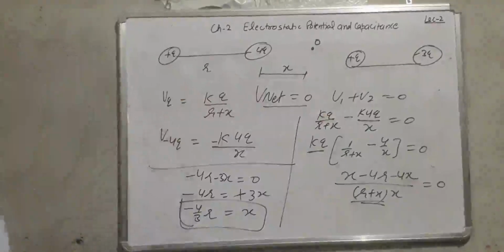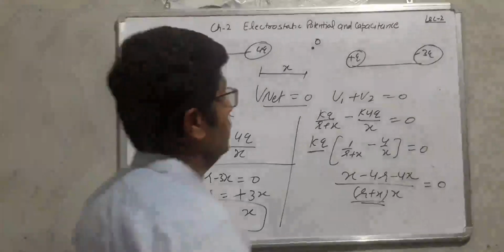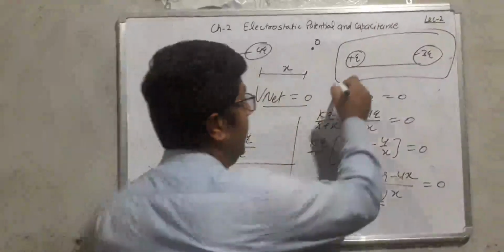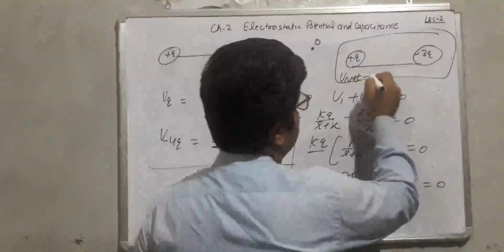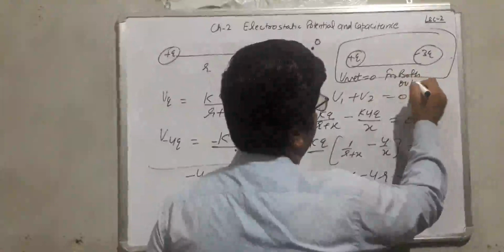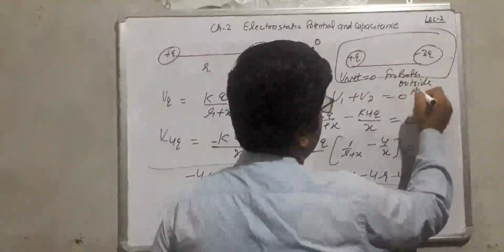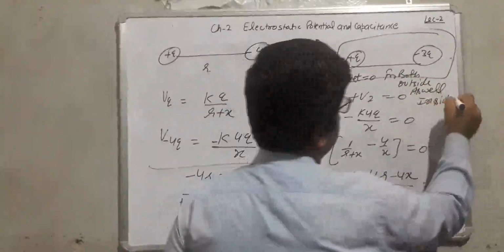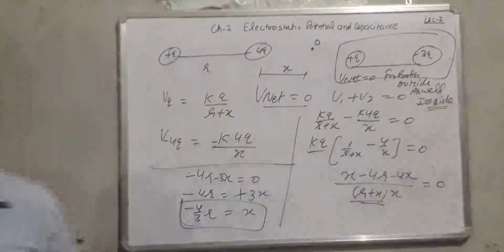Okay, now next, beta, potential. This is the question for you. You have to find out where the net potential is equal to 0, both outside as well as inside. This is the question for you guys. Okay, you have to solve it.